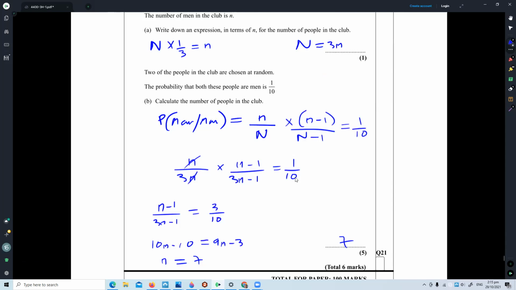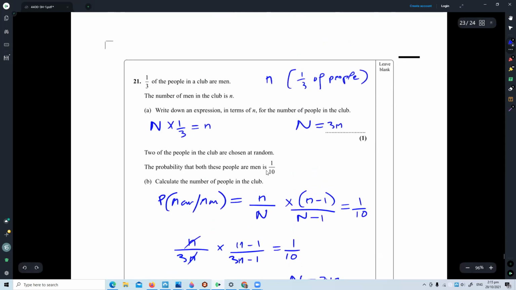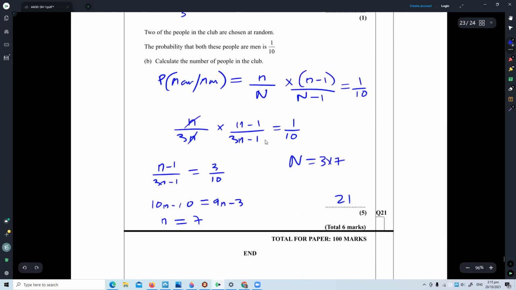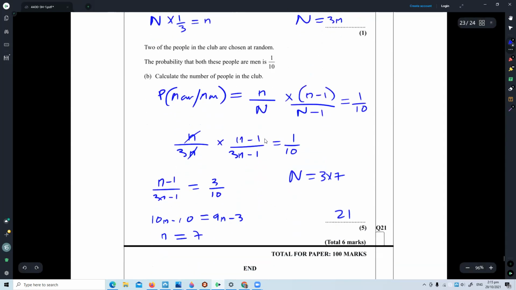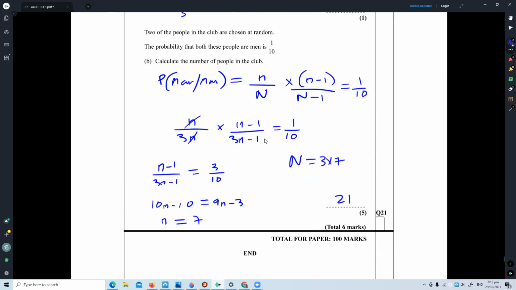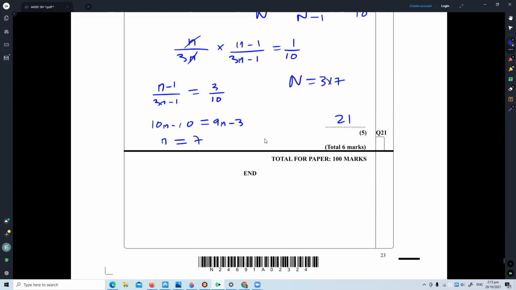So that would suggest, oh, but I'm not looking for little n, I'm looking for the number of people in the club. So big N equals 3 times 7, so there should be 21 people. Well, let's see, if there are 21 people, is it true that a third of them are men? So 7 over 21, that would be a third. And if I took 1 away, I'd have 6 out of 20, so a third times 6 over 20. It's worth checking because it's the last question and I have a bit of time. So what's a third times 6 over 20, that's equal to 1 over 10.